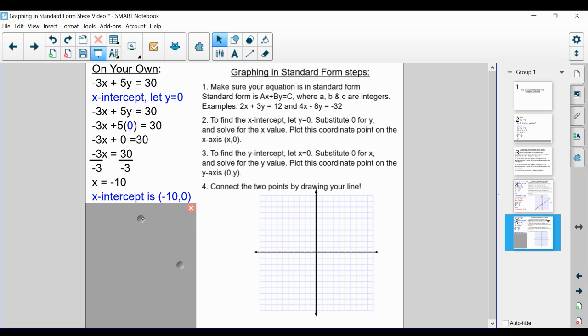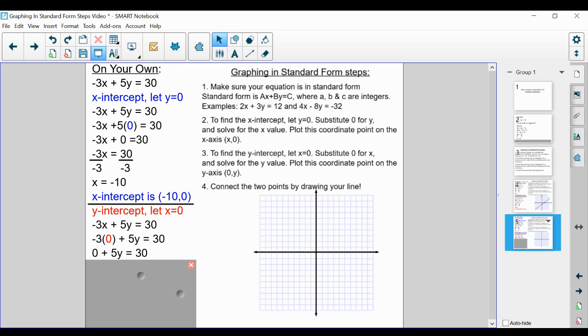All right. So now we're going to find the y-intercept. We're going to let x be equal to 0. We rewrite our original equation. We have negative 3x plus 5y is equal to 30. We substitute in 0 for x. Simplify. 0 plus 5y is just 5y. We have 5y is equal to 30. We have to divide both sides by 5. We end up with y being equal to 6. And our y-intercept is 0, 6.